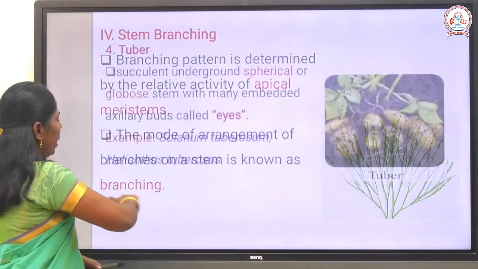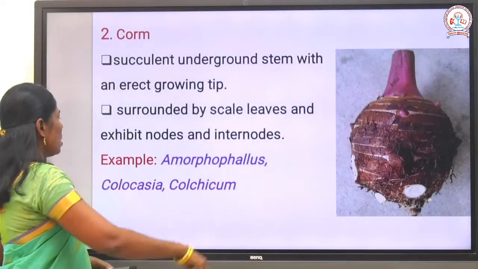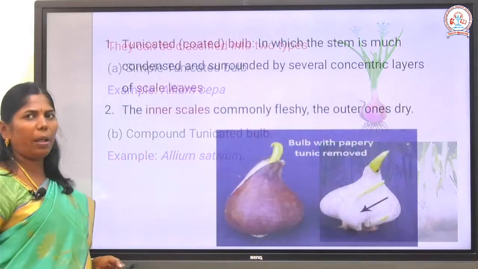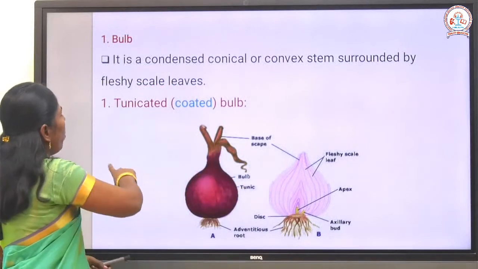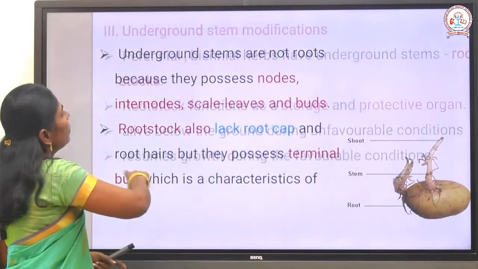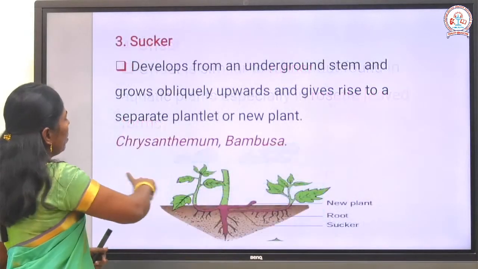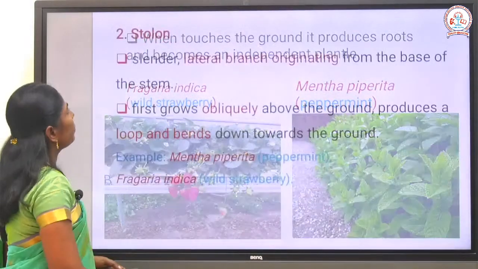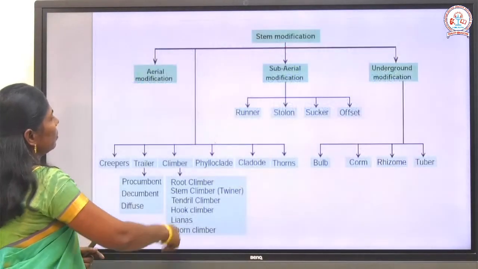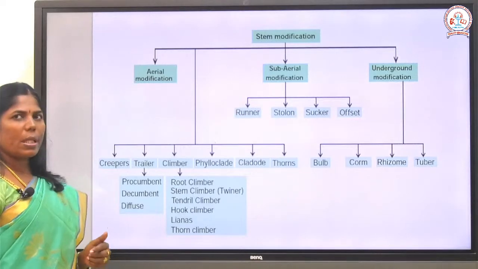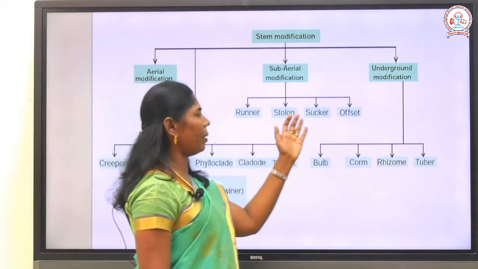So what we studied today is the underground modification. And another one is here. So underground modifications and subaerial modifications we studied. Okay, so underground modifications, how many types did we study? Once again, I should recount. Okay, see that. So stem modifications: subaerial modifications are runner, stolon, sucker, offset.